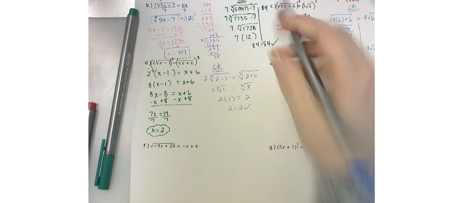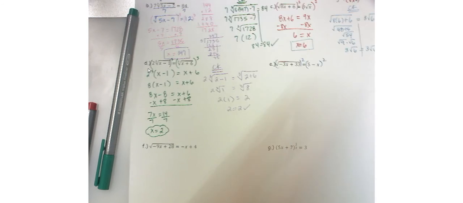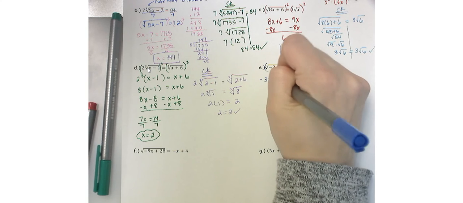So 5 times 5 is 25. This would be negative 5x and negative 5x, which is negative 10x plus x squared. That is a perfect square trinomial.